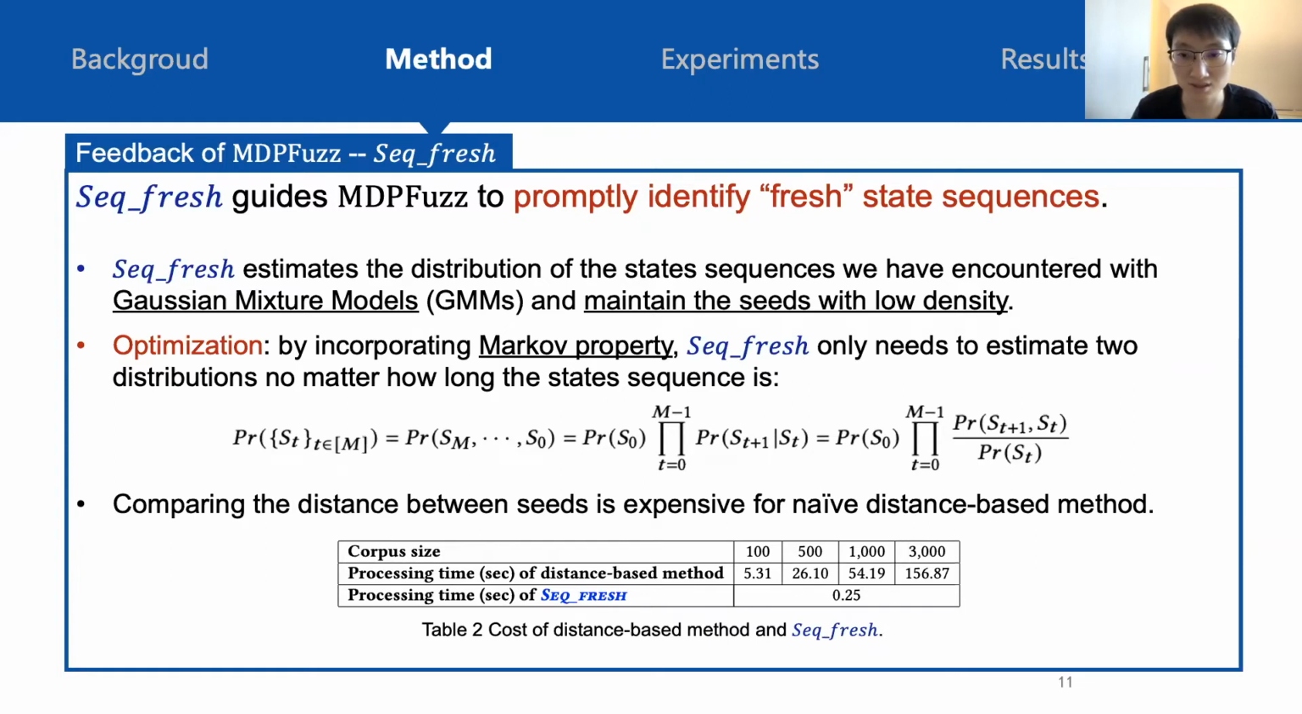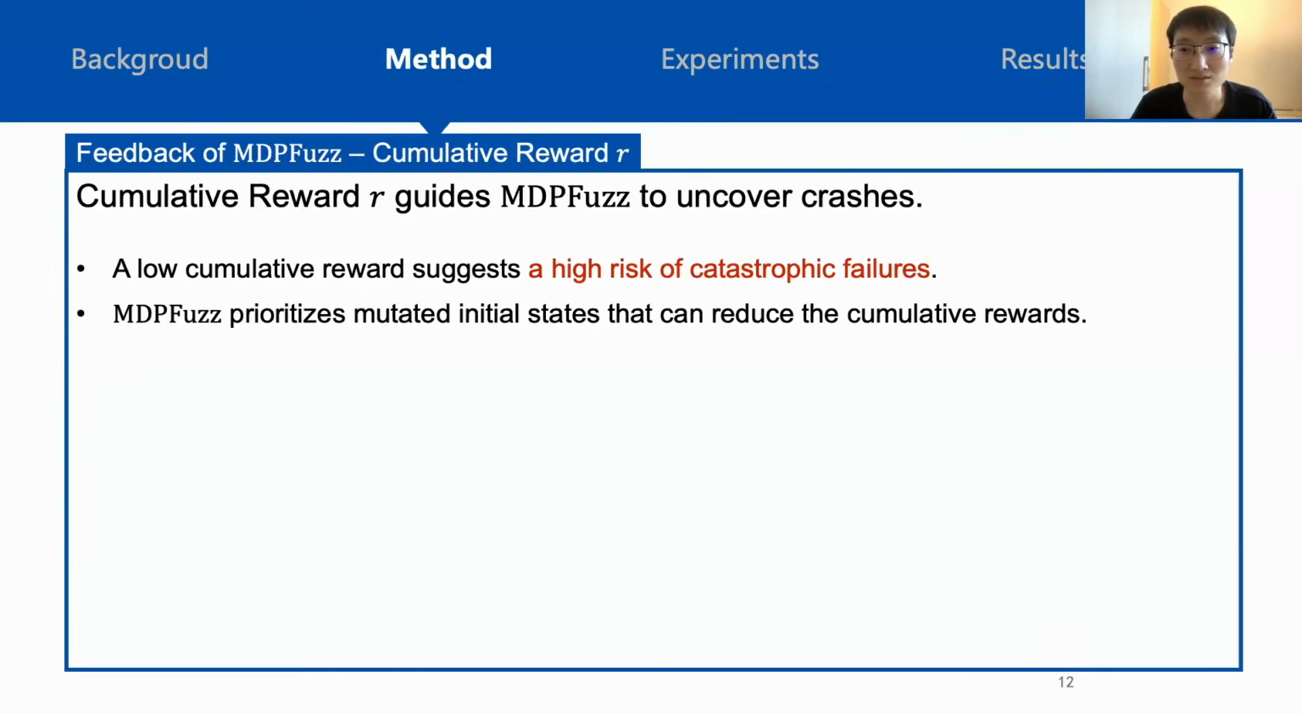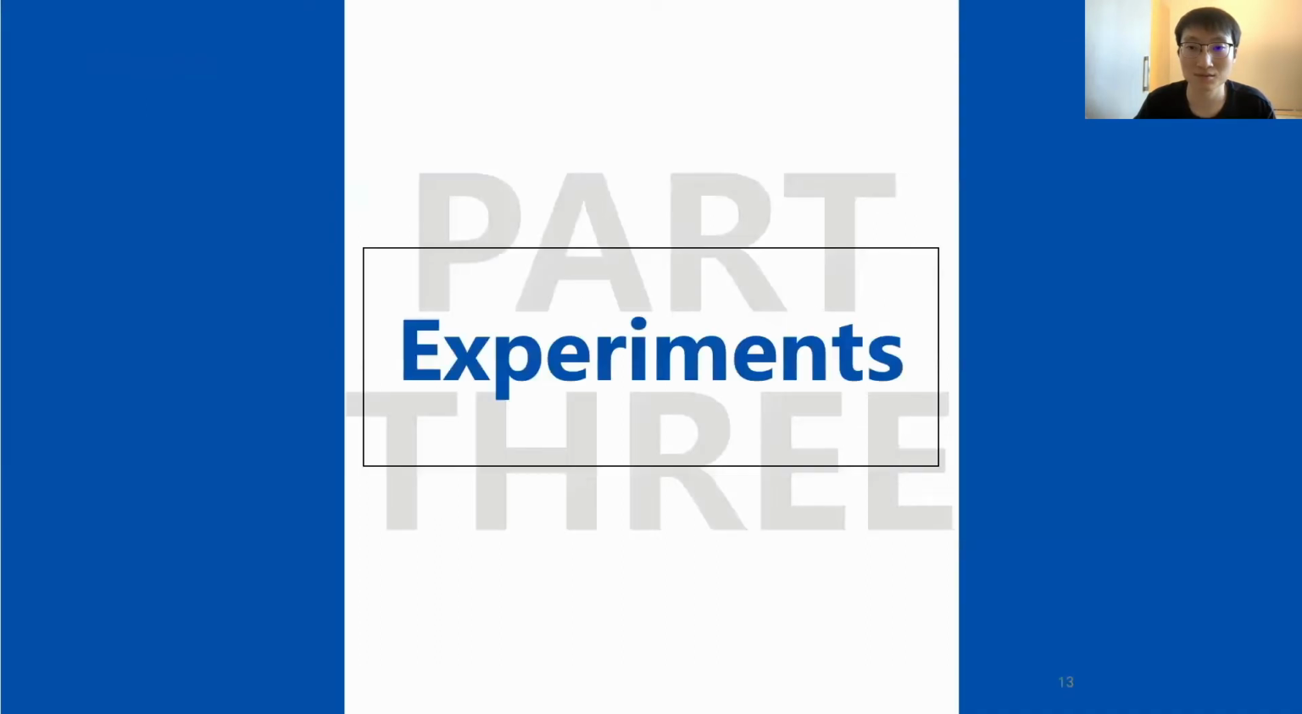In this way, we can efficiently estimate the freshness of the sequence at a constantly low cost. In contrast, the naive distance-based method is quite expensive when the corpus size becomes very large. Last but not least, MDPFuzz is also guided by the cumulative reward. A lower reward means that the risk of model failures is higher. In summary, MDPFuzz selects seeds with higher sensitivity and prioritizes seeds with higher freshness and lower cumulative reward. And this is the design for MDPFuzz.